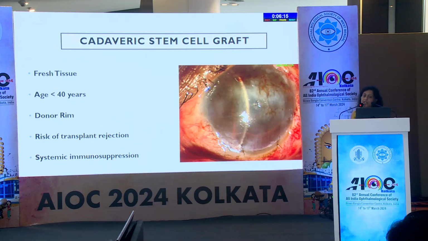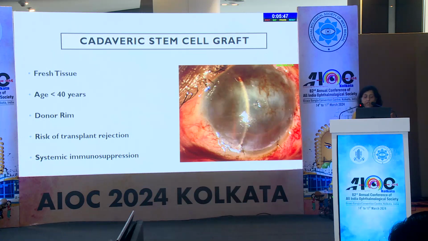The other option is a cadaveric stem cell graft. Here you can either apply it in the form of a lenticule. So here you are not removing the epithelium on the ocular surface. It takes a little bit more time. But on the other hand, you're not exposing the entire cornea to a raw surface. And also sometimes if the cornea is thin and you expose it to a raw surface, it tends to undergo melting.